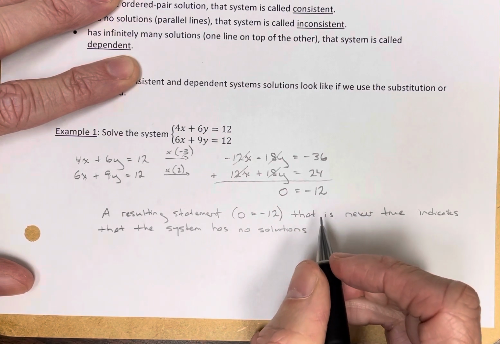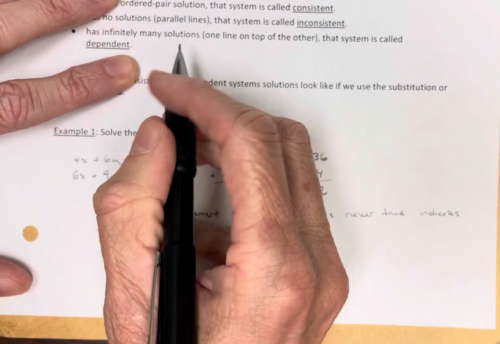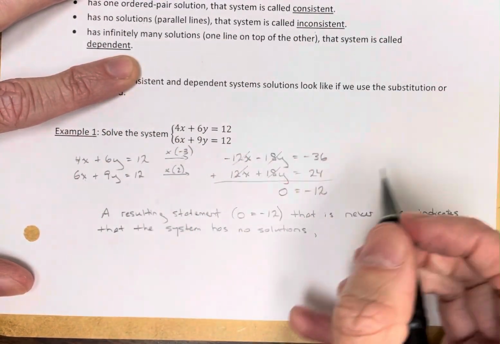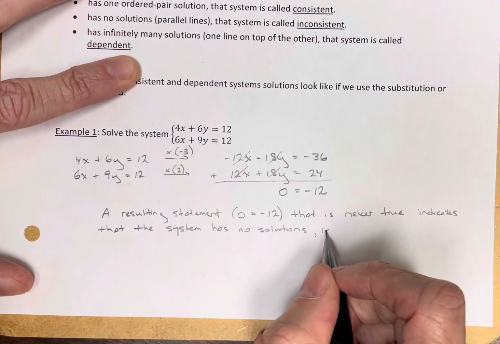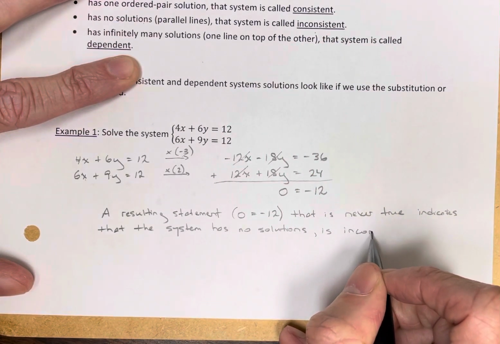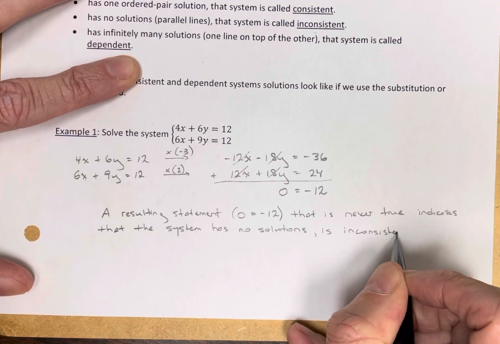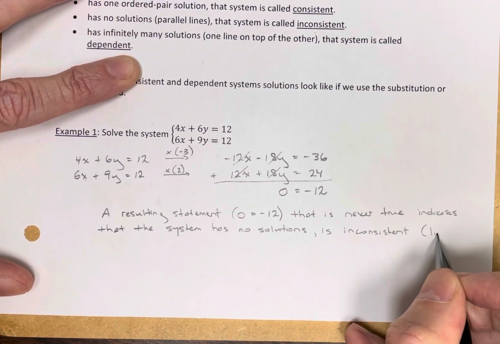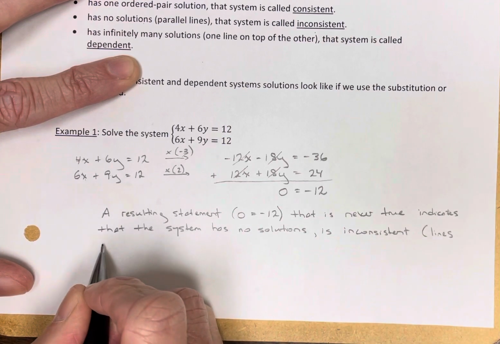Okay, in other words, there's no solutions. As we know up here, no solutions, it is inconsistent. So it is inconsistent. In other words, the lines are parallel.